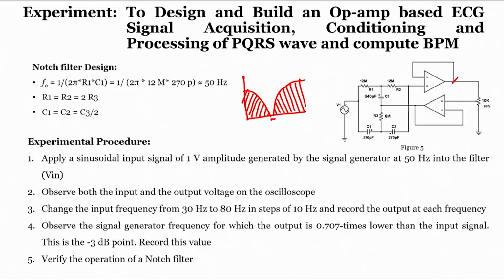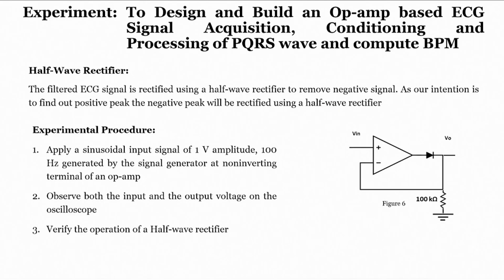Now, if we see our half wave rectifier, since we require to remove our negative signal, as our intention is to find our positive peak, the negative peak will be rectified using this half wave rectifier. Now, how does it work? If you clearly see, the input is connected to the positive terminal, and forget about the diode right now. If this diode is not there, how does it look? It is nothing but our voltage follower.